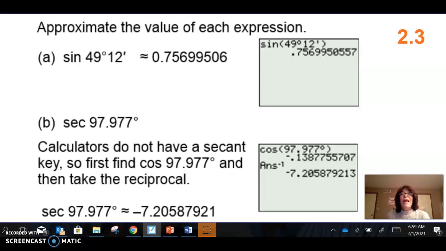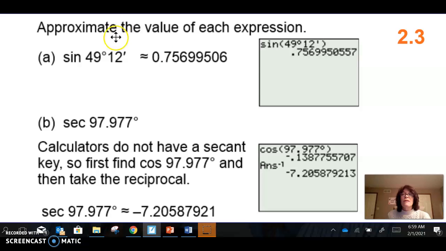Okay. Anyway, chapter 2-3 is very quick. It's really just calculator work. And I think all of us in this class are pretty good. Well, when I say all of us, I mean all of you. You're better at the calculator than I am.